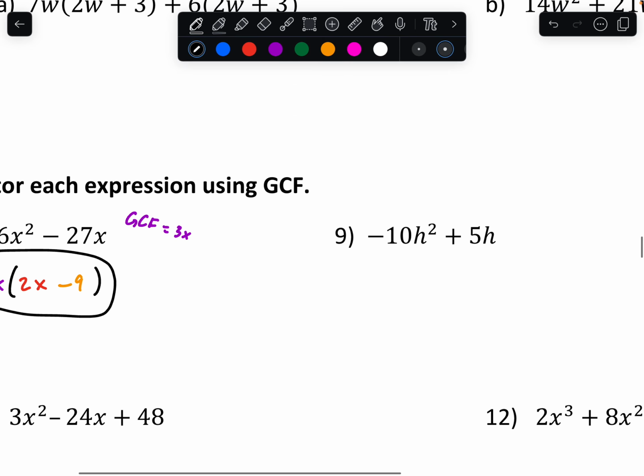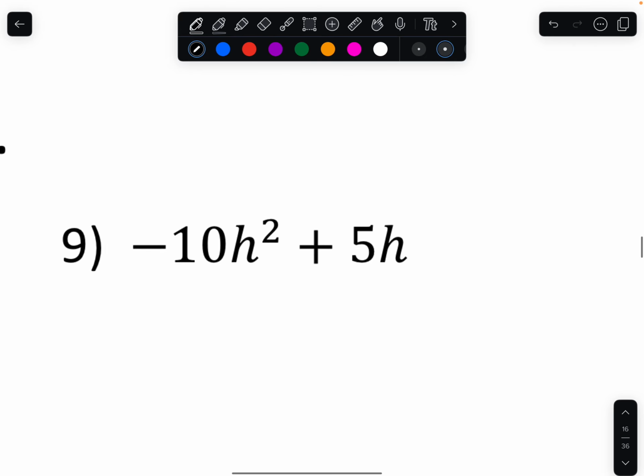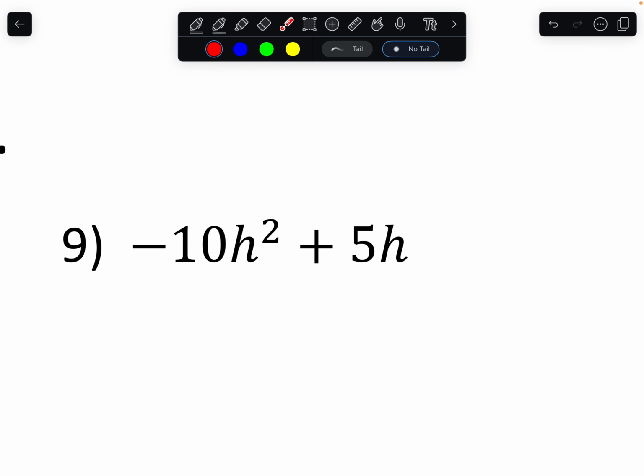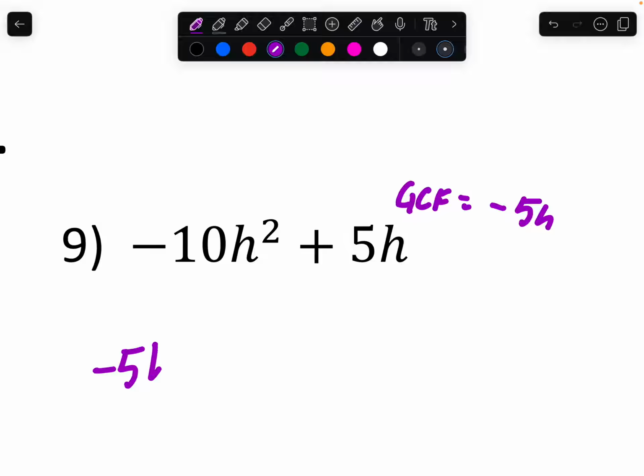Next one. So here again, I want to look at the two terms and see what they have in common. They both have h's in them, and then of course 10 and 5 both have 5's in them. And the other thing I want to think about is the sign of the first term here. So the GCF would be 5h, but since the first term is negative, I want to also take out a negative here. So my GCF is going to be negative 5h. So that goes on the outside of the parentheses.